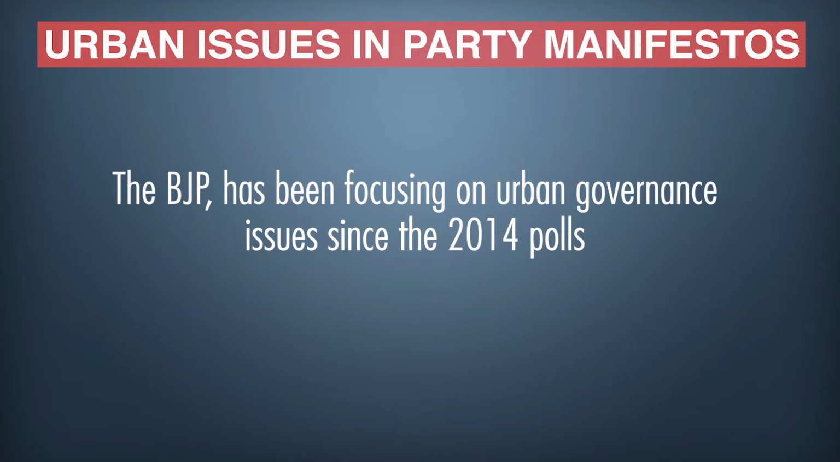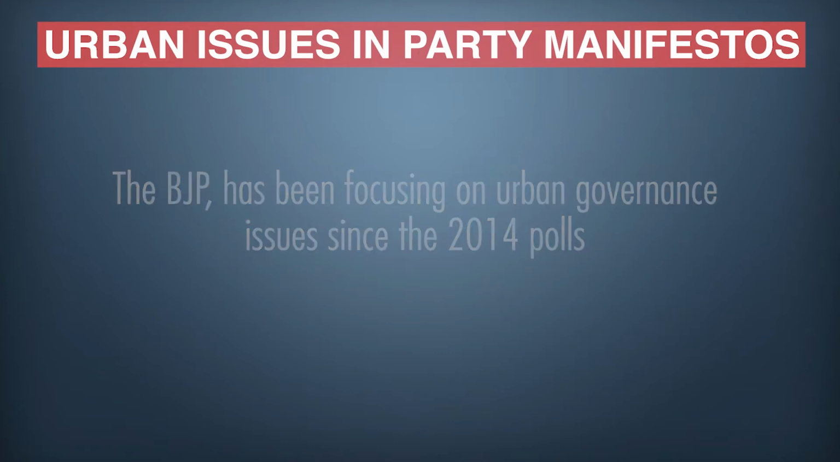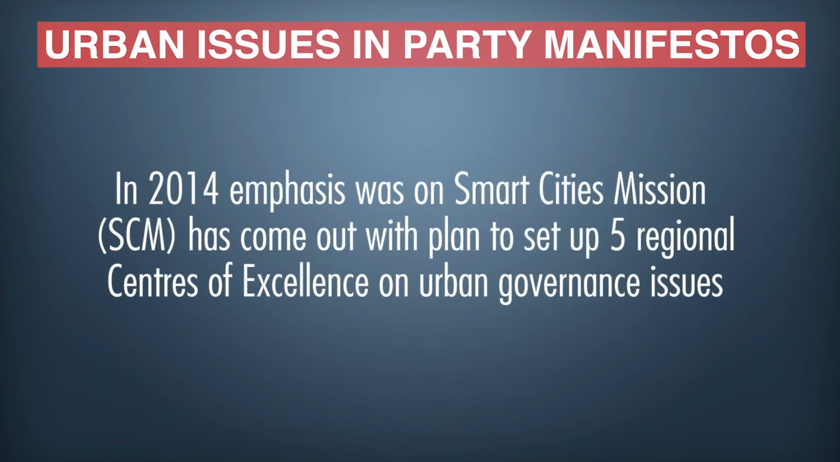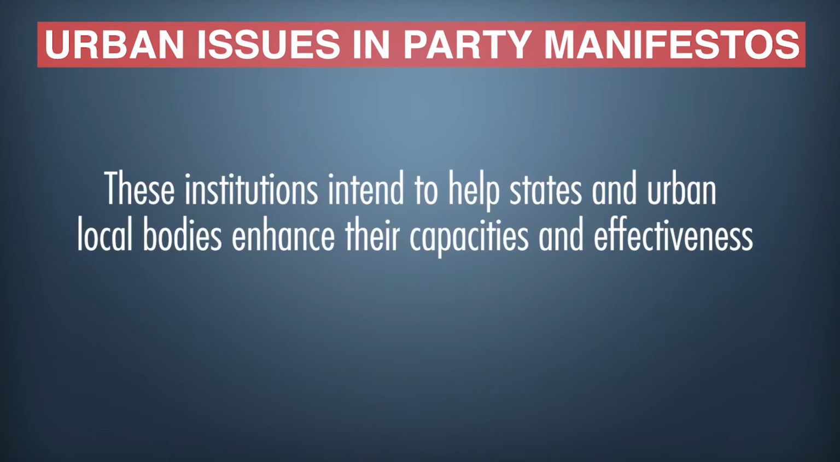The 2019 Lok Sabha elections witnessed political parties emphasizing urban issues. The BJP has been focusing on urban governance since the 2014 electoral polls. In 2014, emphasis was on the Smart Cities Mission, and it came out with a plan to set up 5 regional centers of excellence on urban governance issues. These institutions intended to help state and local bodies of urban areas to enhance their capacities and effectiveness.